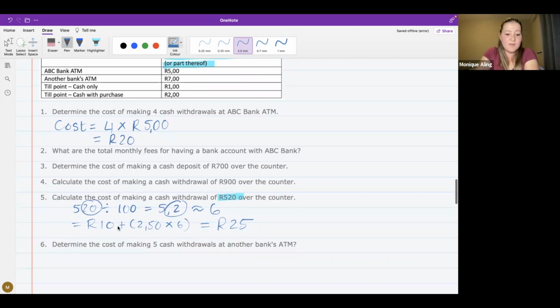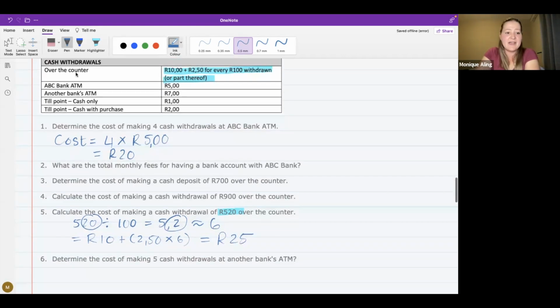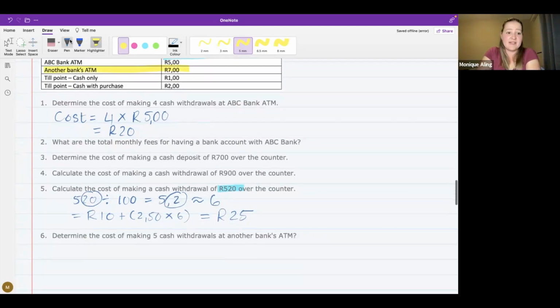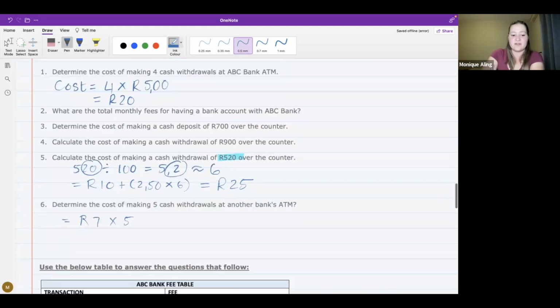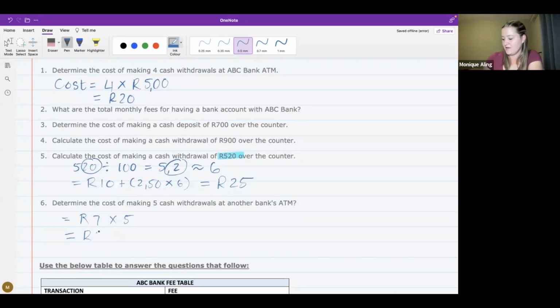And then I did see some answers for question 6. Question 6 says, determine the cost of making 5 cash withdrawals at another bank's ATM. Cash withdrawal at another bank's ATM is over here. Okay, and it's 5 times 7, pretty much. It's 7 rand, 5 withdrawals, which gives you 35 rand. Good, well done.